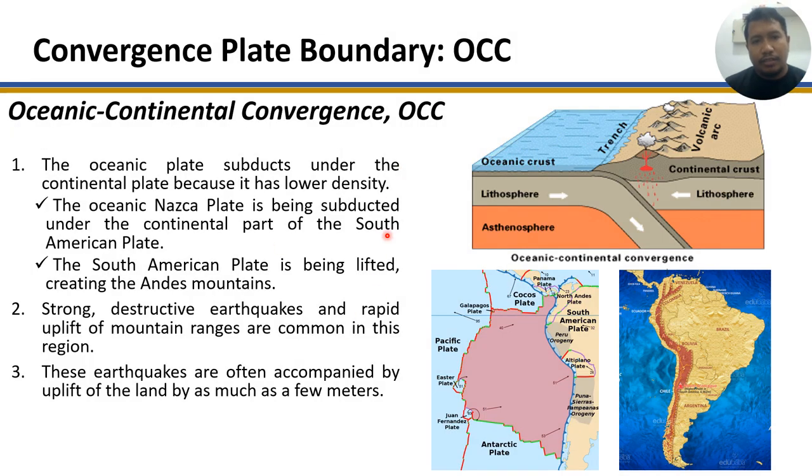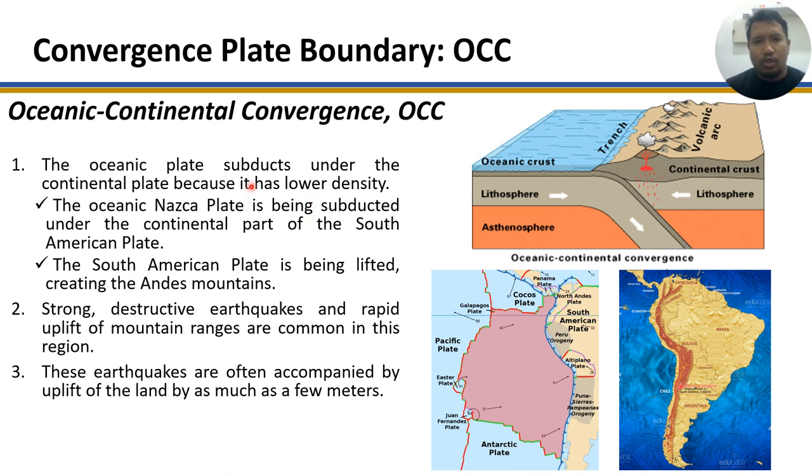So now let's revisit convergent plate boundaries, as they can be categorized into three types of convergence. Number one is oceanic continental convergent, known as OCC. And then we have oceanic oceanic convergent, also known as OOC. And the third one is continental continental convergent, known as CCC. We'll begin by exploring the first type of convergent, which is oceanic continental convergent, or OCC for short. So: subduction due to density difference.